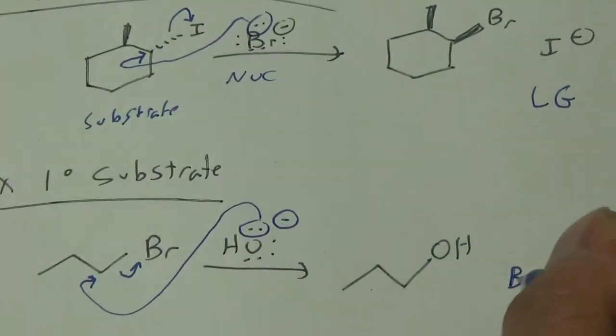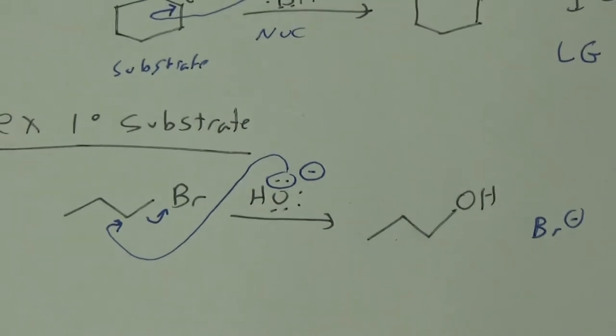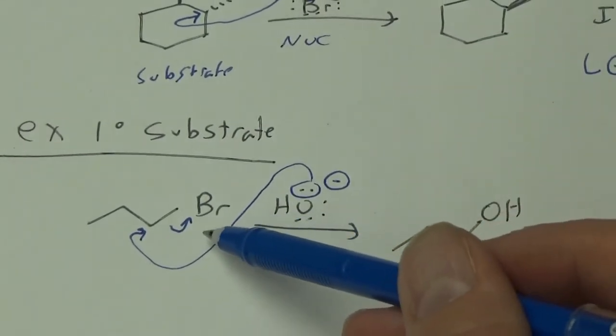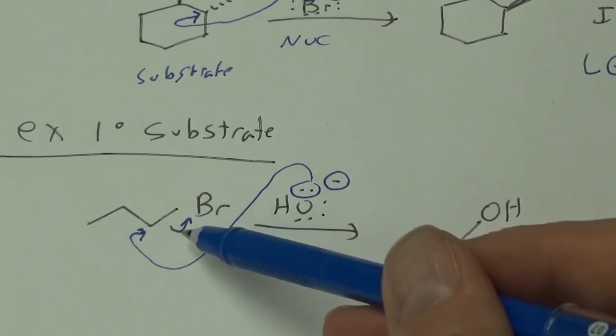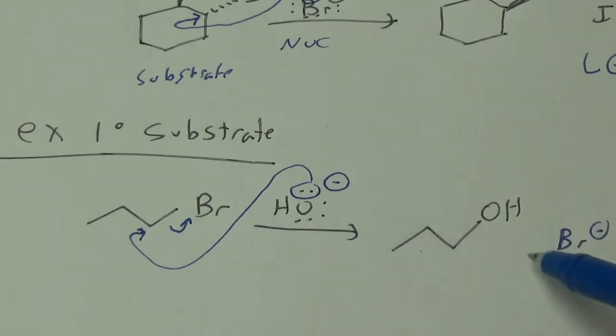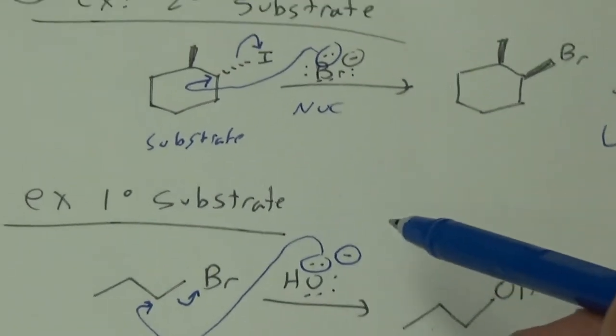Br minus. Is there stereochemistry here? Is 1-bromopropane a chiral molecule? It's not a chiral molecule. So yes, the reaction occurs, there's just no stereochemistry change.